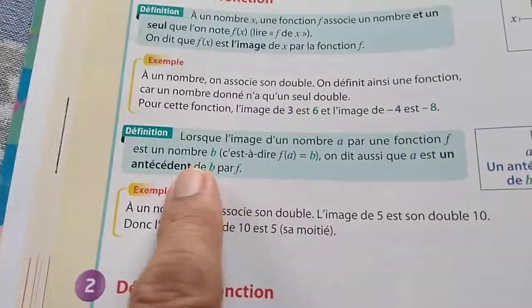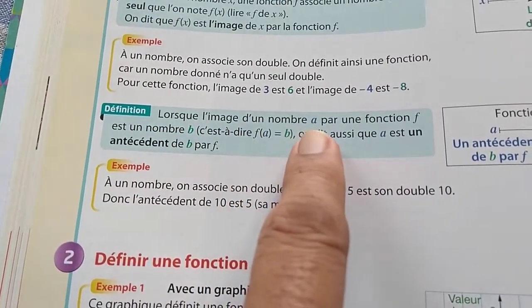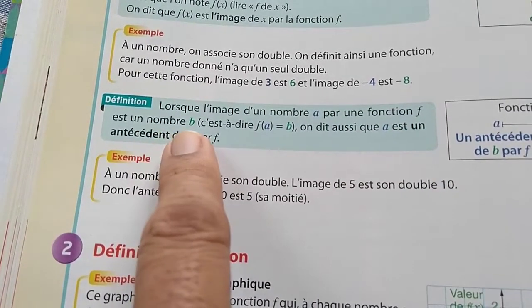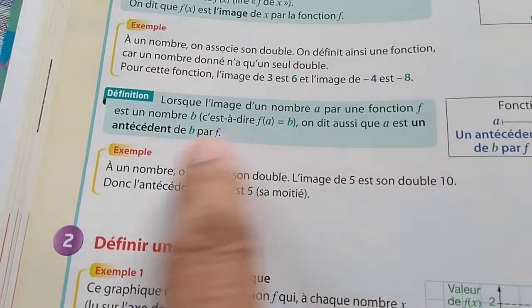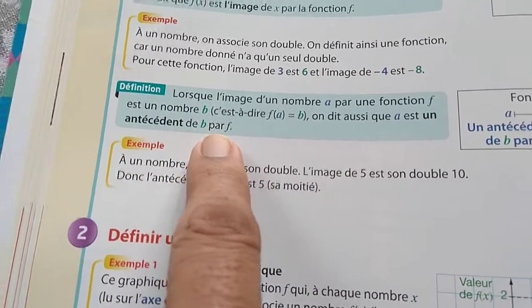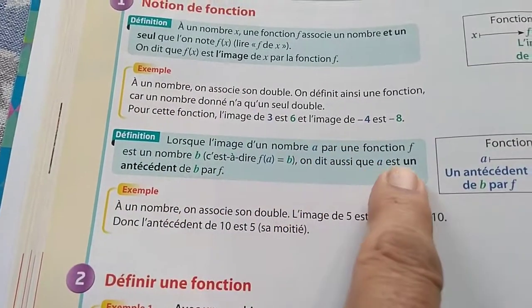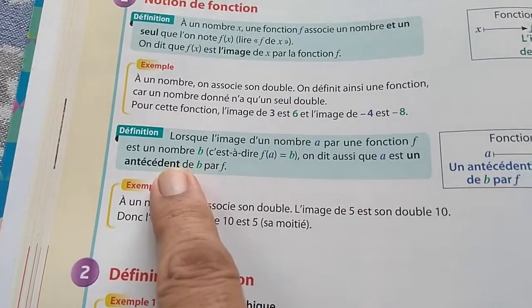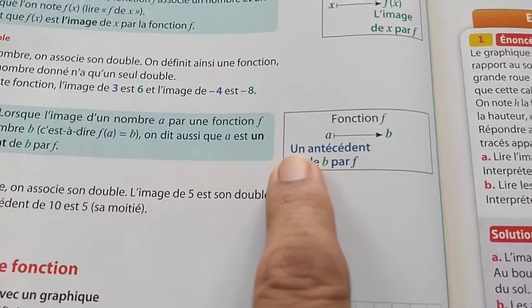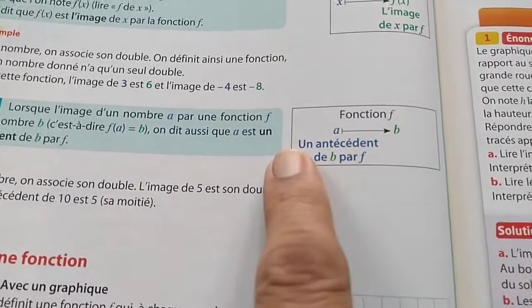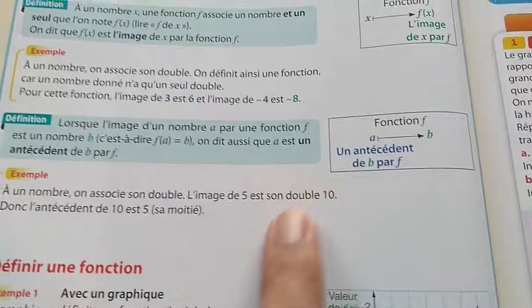Okay. Définition. Now they define antécédent. Lorsque l'image d'un nombre A par une fonction f est un nombre B, c'est-à-dire f de A est égal à B, on dit aussi que A est un antécédent de B par f. Remember here it said l'image. Here they say un antécédent because you can have more than one antécédent. So here fonction f a un antécédent de B par f. Okay. So again remember antécédent is input, l'image is output.